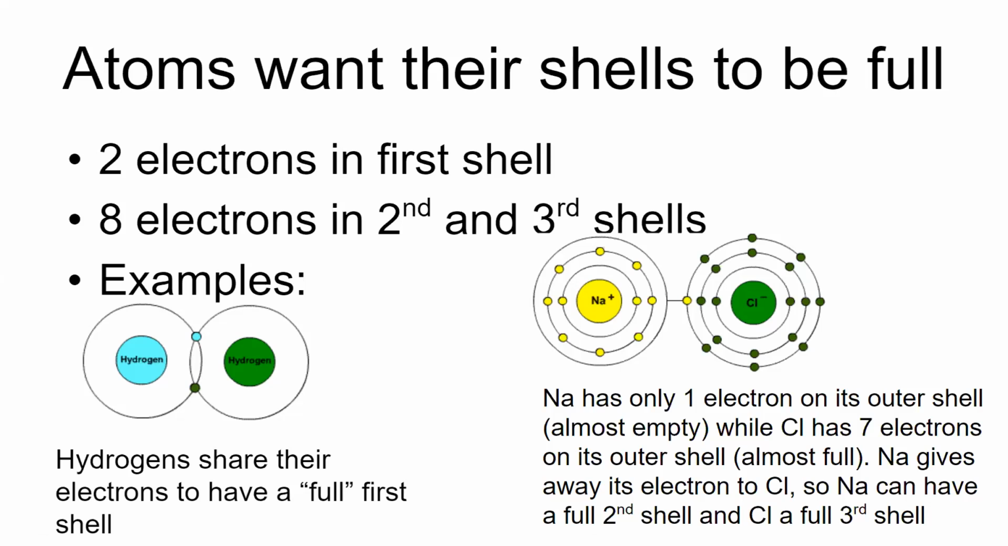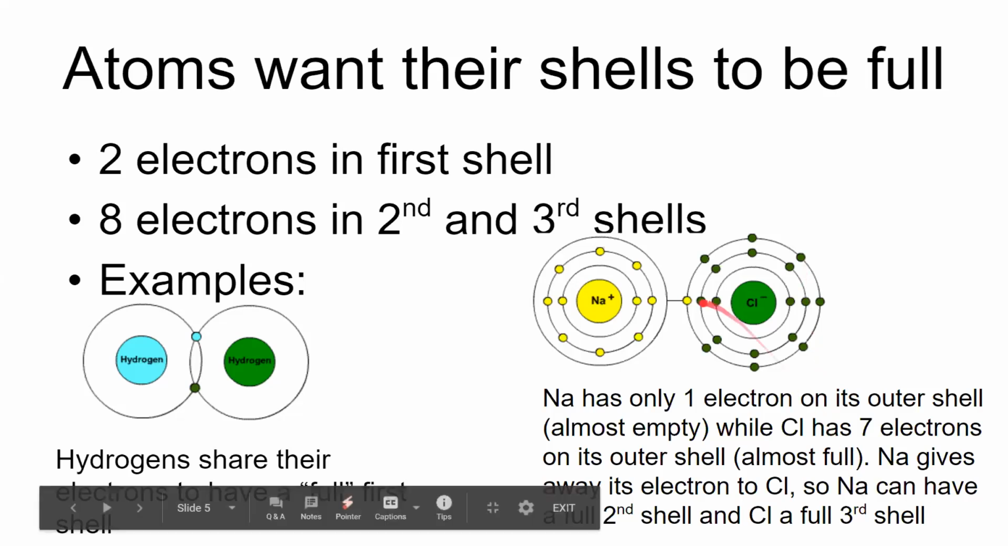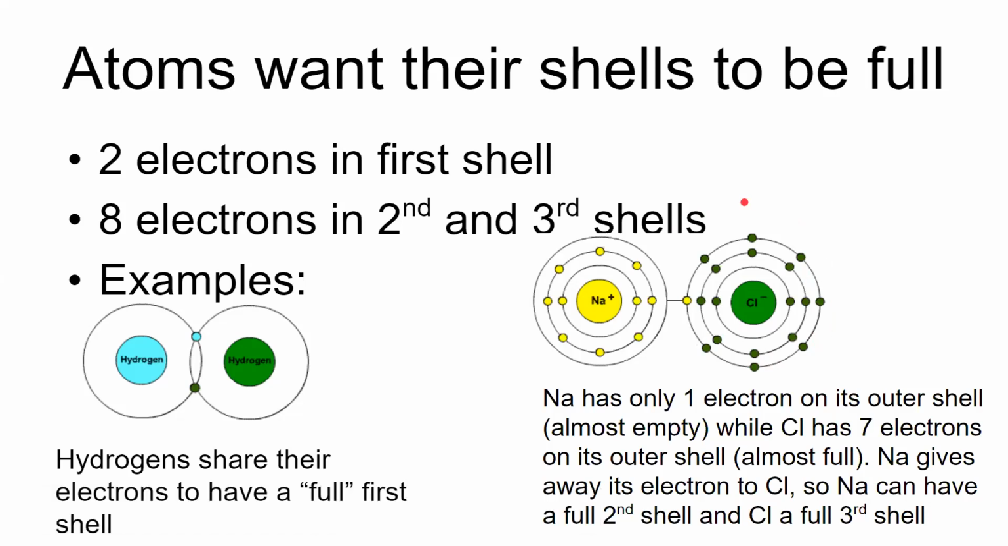So by filling up their shells, either by getting rid of extra electrons or taking in electrons to complete their set on the outer shell, the atoms can react with each other and become more stable afterwards. I'll talk about this concept in a little more detail during one of the notes next week, but I wanted to introduce it to you here: this idea of atoms wanting their shells to be full and sharing their electrons so that that happens.